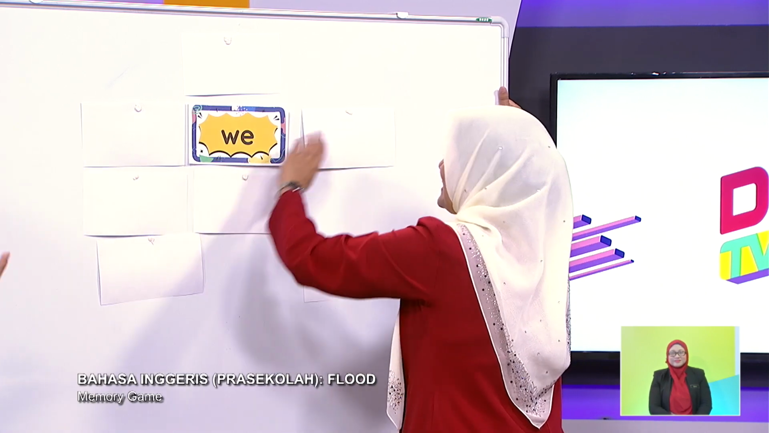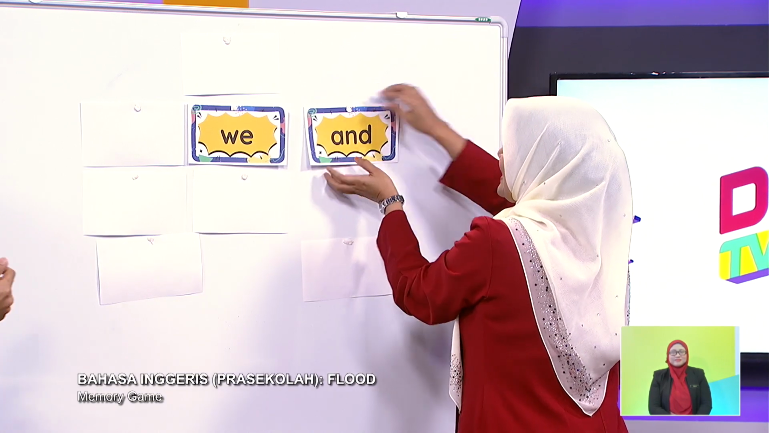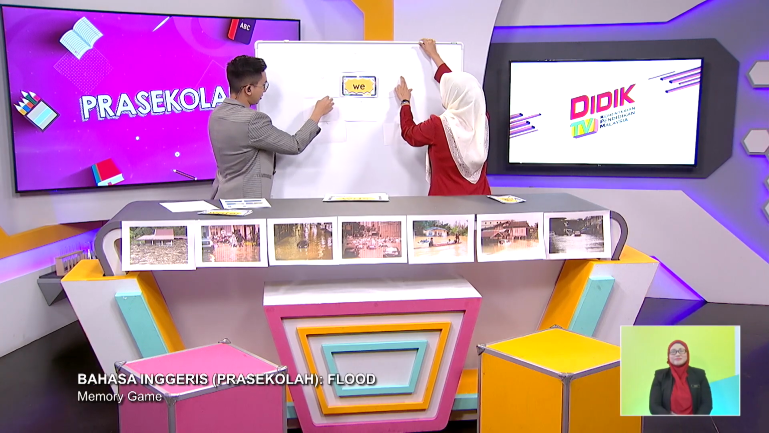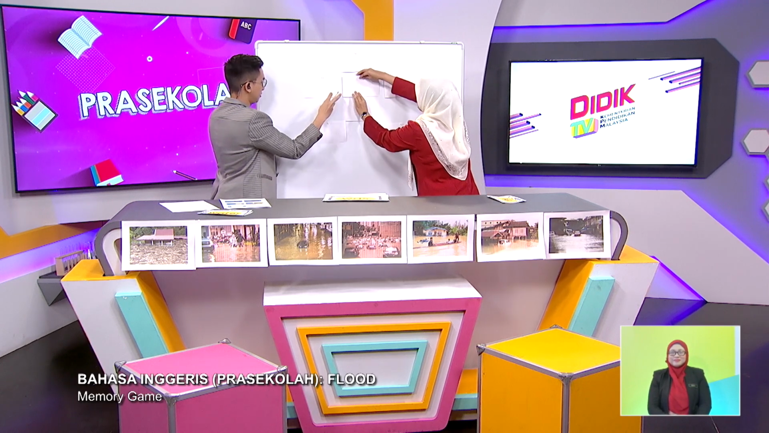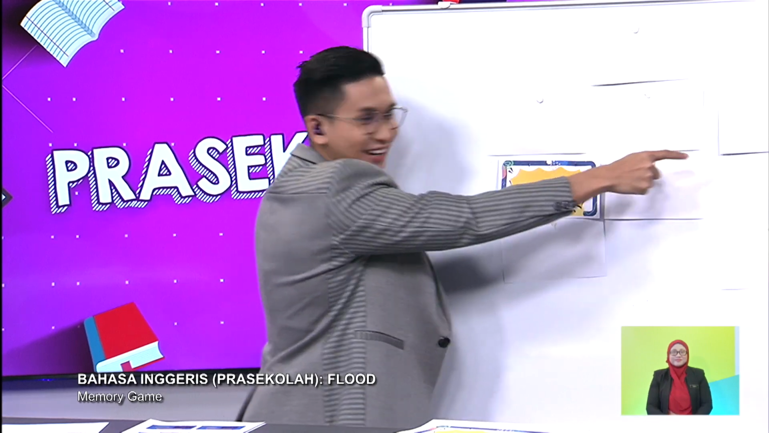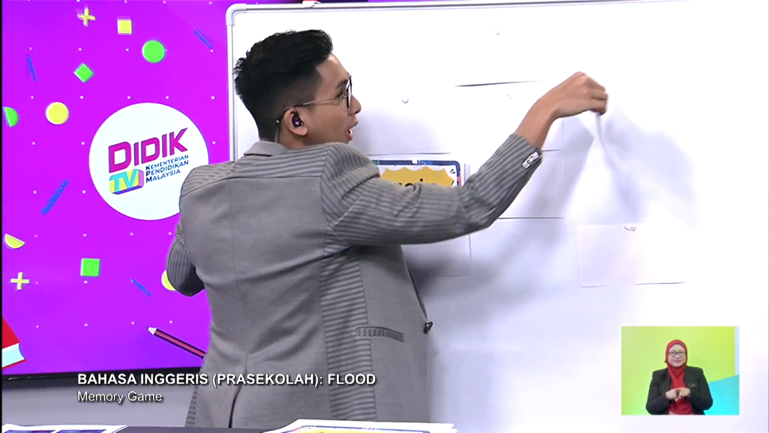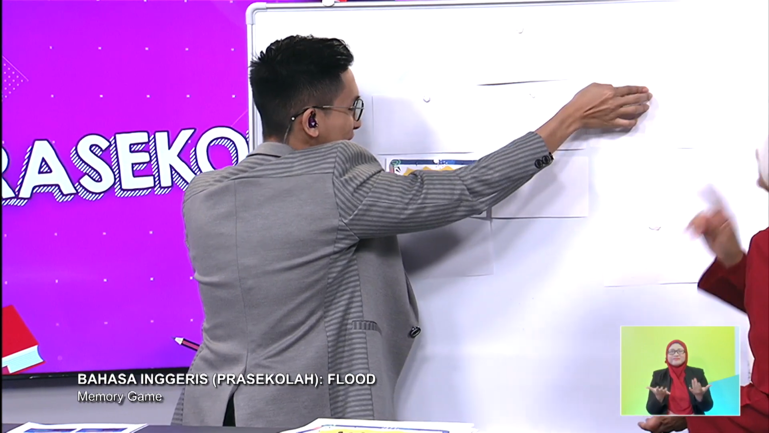This one. No, I don't know. Let's see. Oh, it's wrong. Ten. Okay. Let's see this one. It's rain. Rain. And? This one, right? And... Yeah. What? It's not this. It's not that.